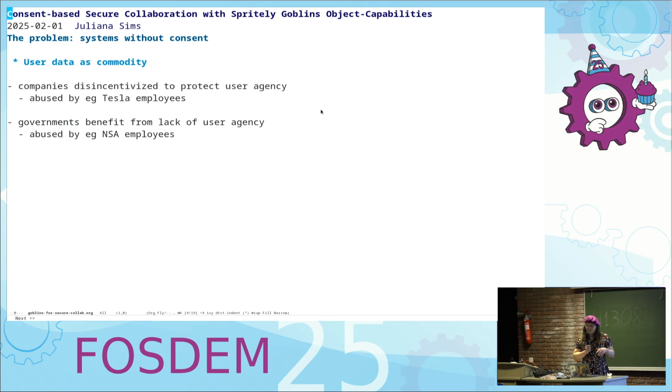And similarly, governments aren't really incentivized to protect user data either, and user agency, because they may have legitimate uses for this data, right? Census information, that sort of thing, or they might be abusive governments. We are standing in the EU, which has pretty good privacy and data protections, but I'm from the US, where we don't have very good privacy and data protections.